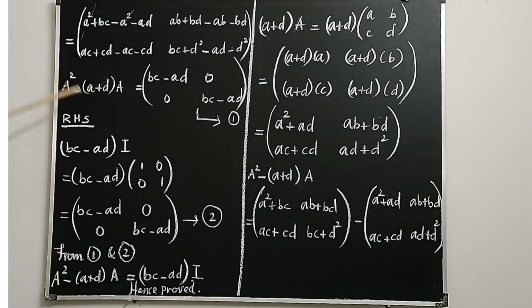So finally we got the answer for A square minus A plus D of A is equal to this, where RHS is BC minus AD into I. BC minus AD should be taken as a scalar, a single number, multiplied by the matrix 1 0 0 1. So 1 into BC minus AD is BC minus AD. 0 into BC minus AD is 0. Again 0 into BC minus AD is 0. 1 into BC minus AD is BC minus AD. Comparing the first and second derivation, we get A square minus A plus D of A is equal to BC minus AD into I, which is proved.